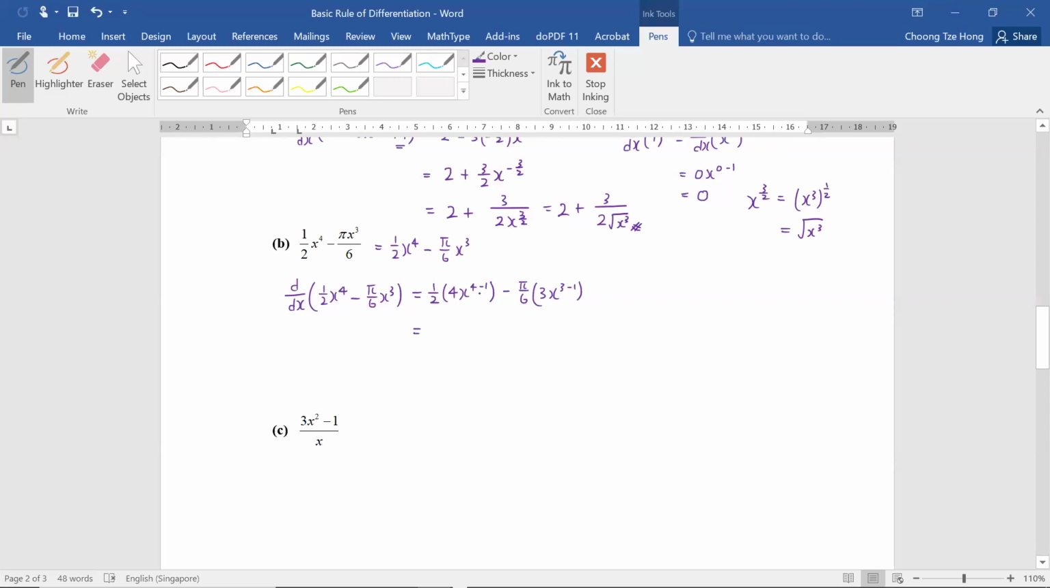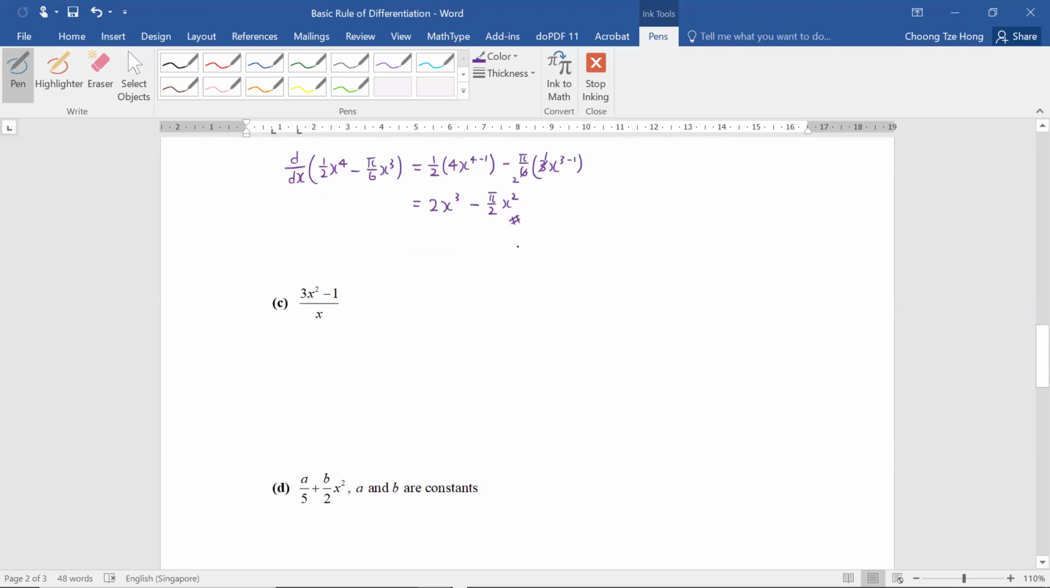Once you get familiar, maybe you don't have to write this extra step. So half times 4 will give you a 2, then x cubed. Then pi over 6 times 3, the 3 will cancel with the 6, so you're left with pi over 2 x squared. So this would be the answer already.